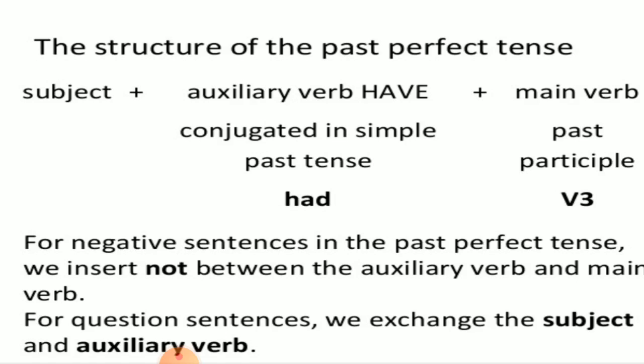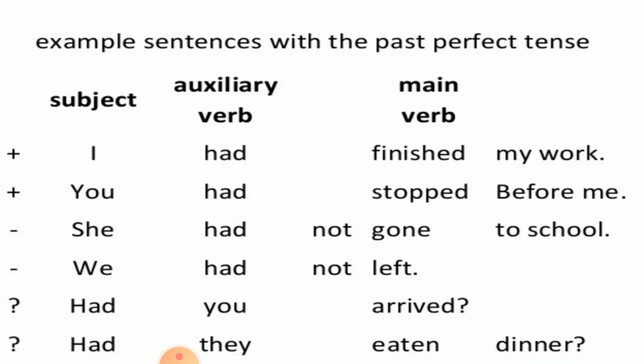For question sentences, we exchange the subject and the auxiliary verb. Means you have to use the auxiliary verb, then the subject, then the main verb, and then the other words whatever is given. Example: had she eaten fruits? So had is your auxiliary verb, then you use the subject, that is she, then the V3 form, that is eaten, and then whatever extra words are given. So that will become your question sentence.